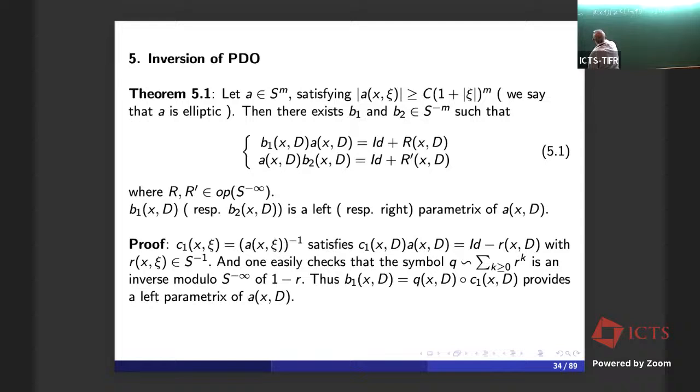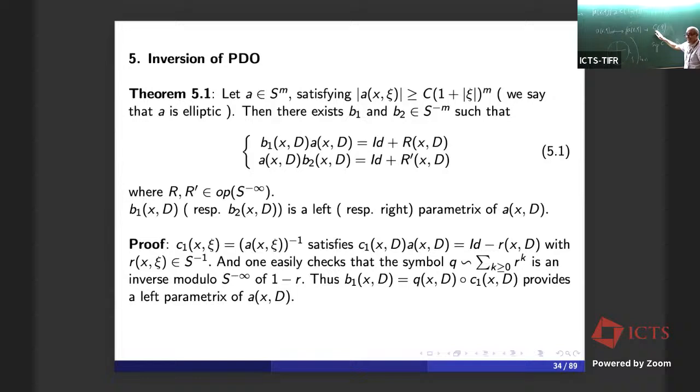Because if A satisfies this estimate, not for all Xi, I will replace A by A plus some function, dependent on Xi, smooth. So my estimate, this is the Xi space, is true outside this ball of radius R. I add a function, positive, smooth, and supported in the ball of radius R plus one. So outside this ball, you don't see this function.